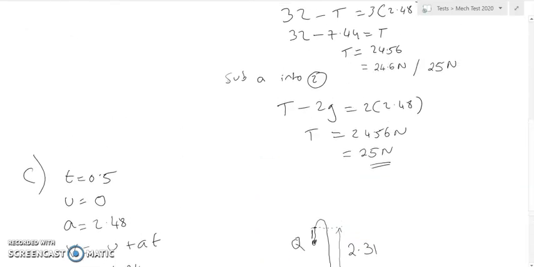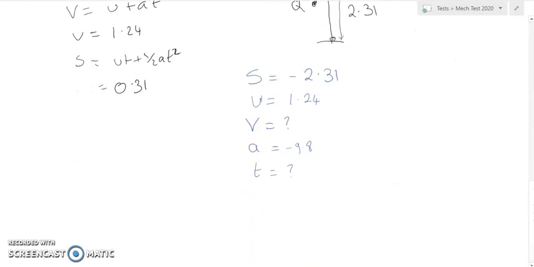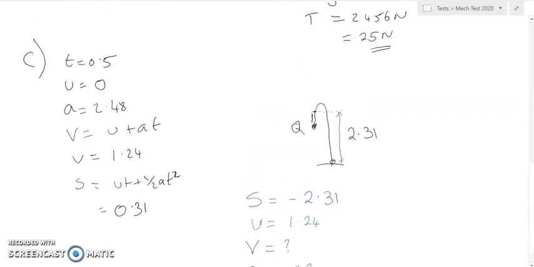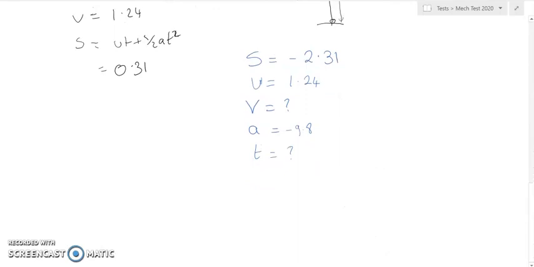Okay? So that's what we want, the additional time. I just want to check. We want the additional time. Okay? Just go back. It says the additional time that elapses. So we want the time in this second phase. So we want to find time. We don't want to know anything about v. The equation that doesn't have v in it is s equals ut plus half at squared.